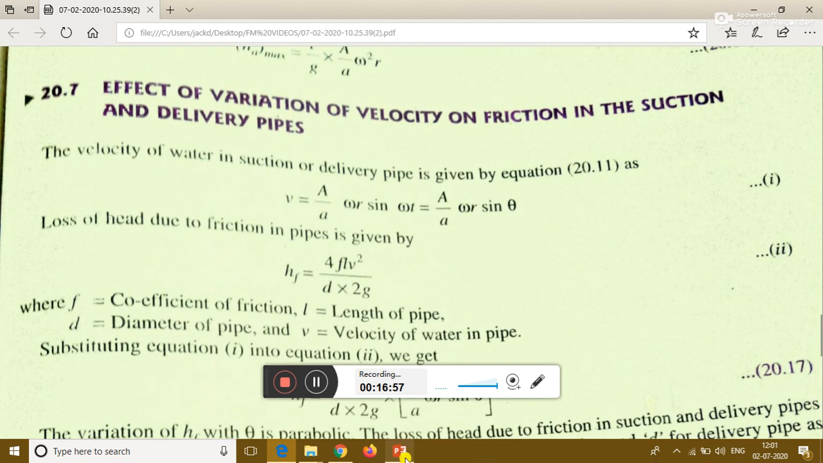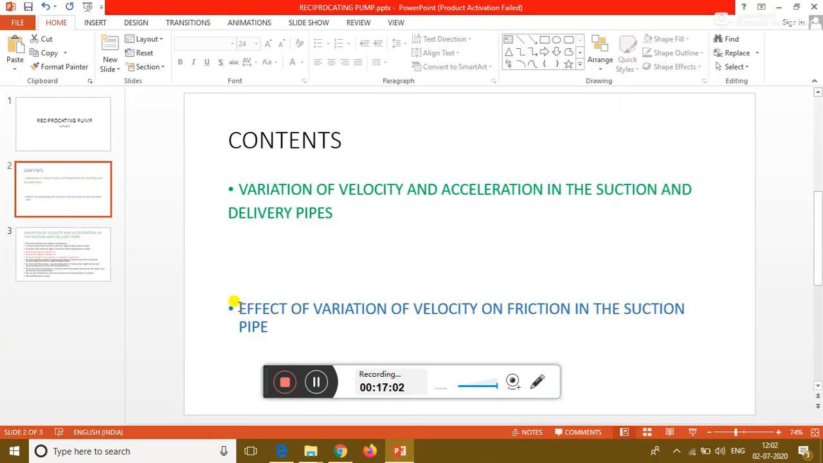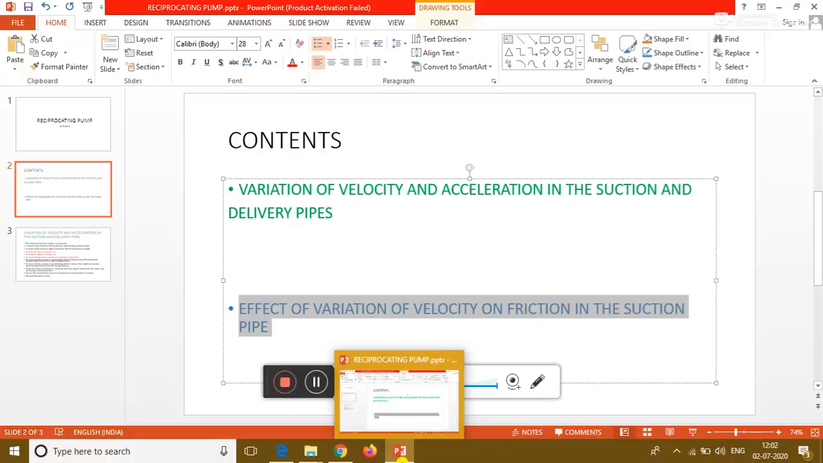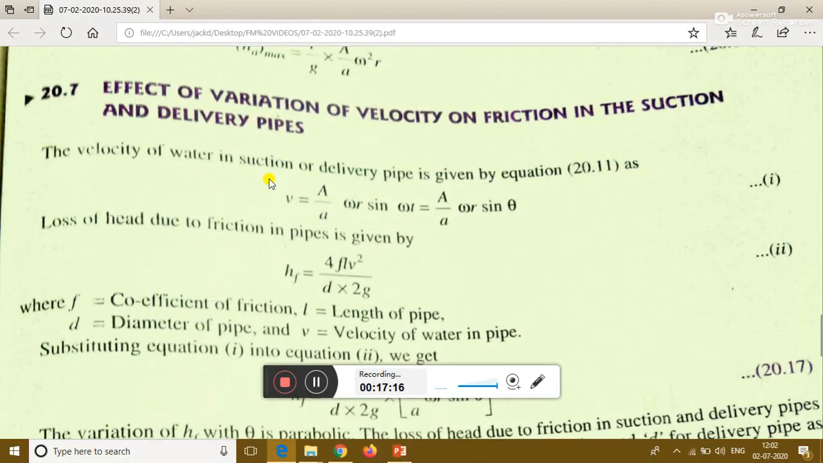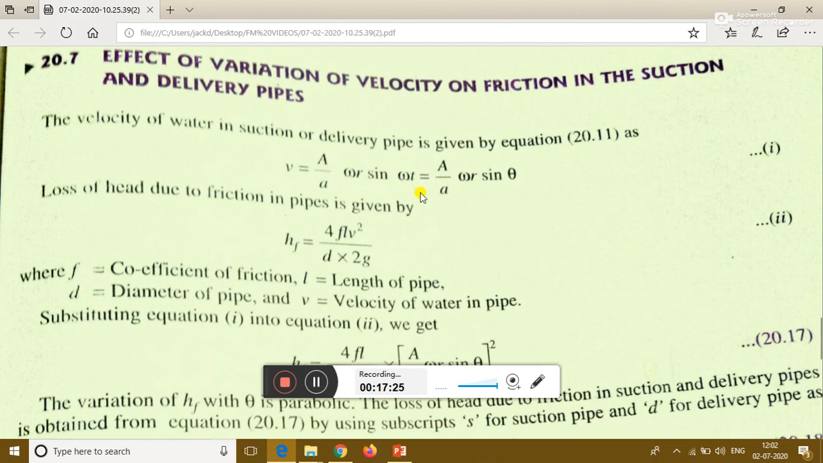Now we have the effect of variation of velocity on friction in the suction pipe. That we have to derive. Now the velocity of water in the suction pipe or delivery pipe is given by the equation that we have already derived, right? V equal to A by a omega r sin omega t, and omega t we have taken as theta, so change it to theta.